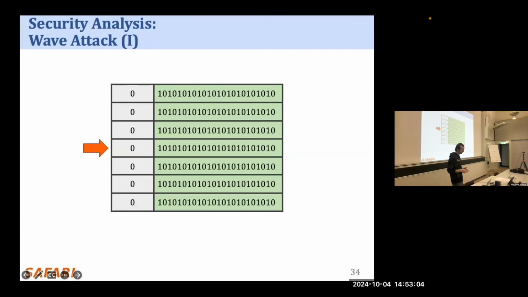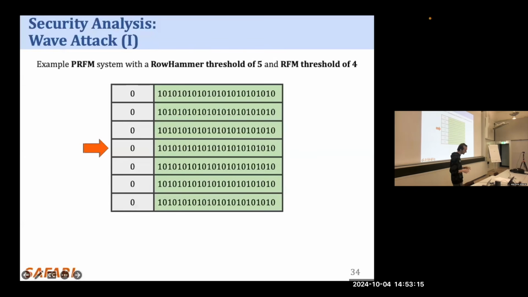So I want to talk about the wave attack briefly. One might think, don't we have these thresholds? Can't we just set them to be less than the RowHammer threshold and be secure against RowHammer bit flips? Let's look at this example in a PRFM system where the RowHammer threshold is 5 and the PRFM threshold is 4. If we attack a single row, we observe that before we can access the amount of activations necessary to induce a bit flip, the controller will send an RFM command and we will refresh the victims of our aggressor, successfully preventing the bit flips.